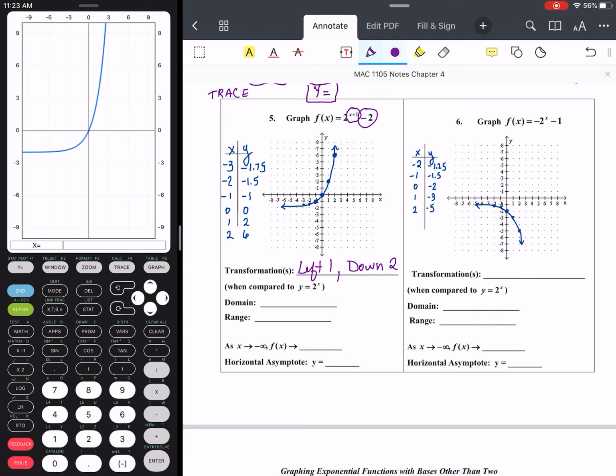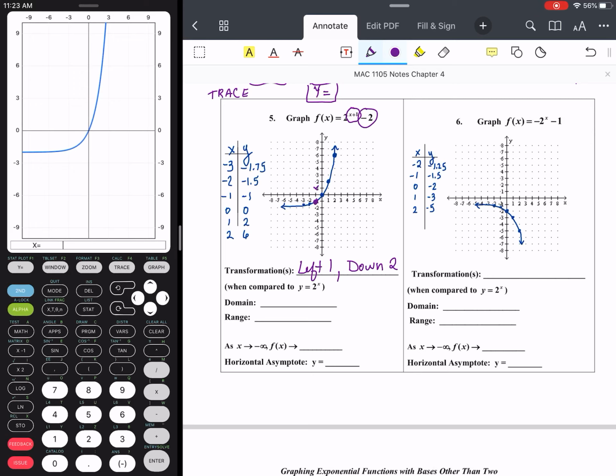From that initial function, remember that typically our nice basic vanilla exponential functions go through the point (0, 1). If I shift (0, 1) to the left 1, that puts me over here, and then down 2 puts me at this point, (-1, -1). So I can see that this new function goes through (-1, -1).